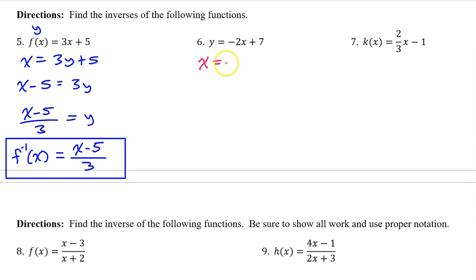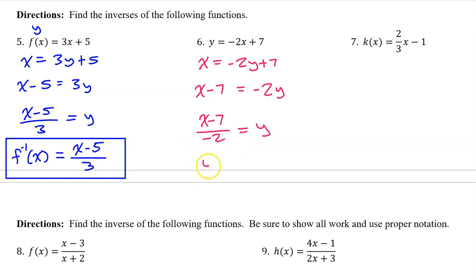Number 6. The first step is to switch x and y. So we have x is equal to -2y plus 7. Now we must solve for y. Subtracting 7 from both sides gives us x minus 7 is equal to -2y. Dividing both sides by -2 gives us (x minus 7) over -2 is equal to y. I'm just going to flip this around and put the negative in front, and that gives us y is equal to negative (x minus 7) over 2.